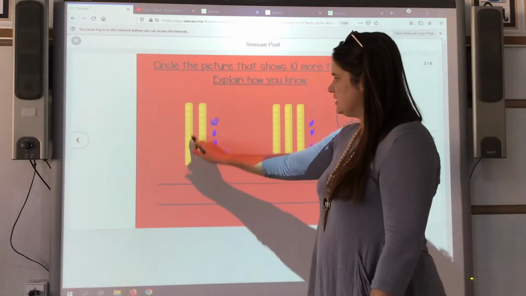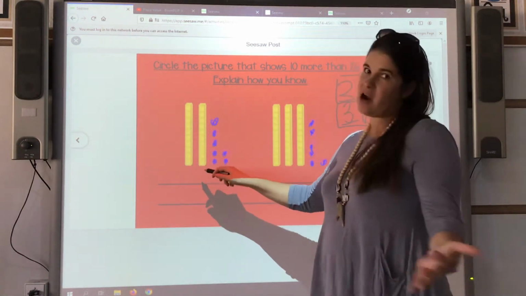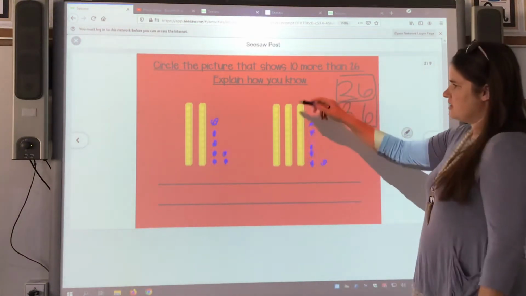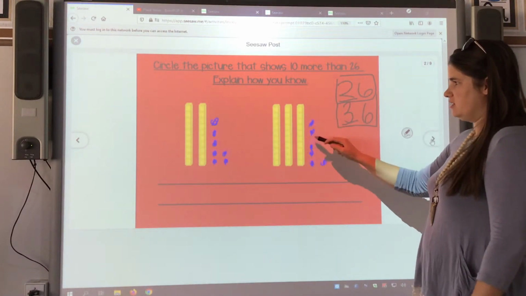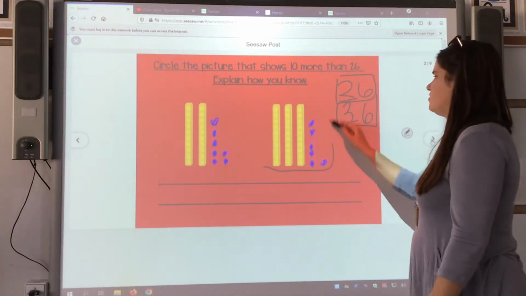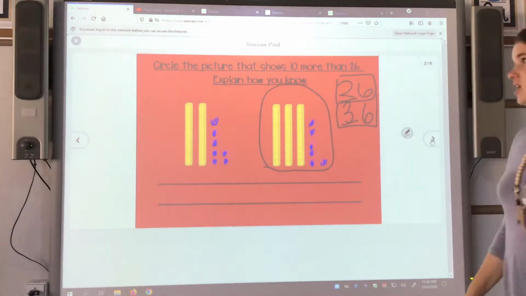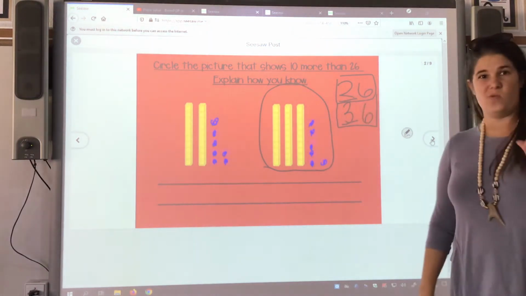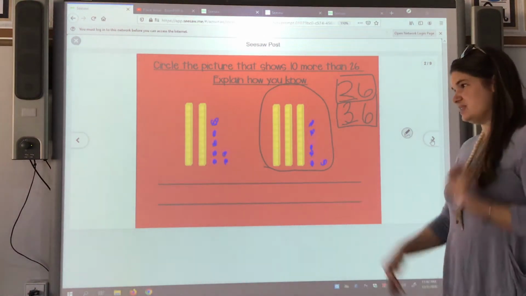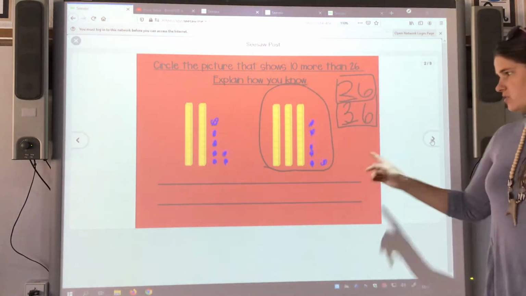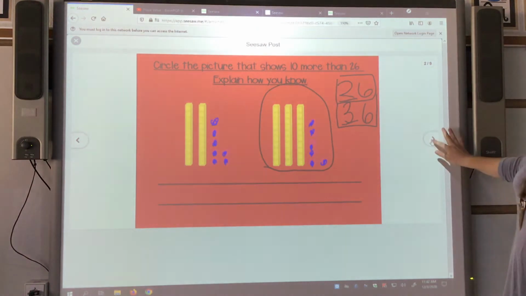I'm going to count 10, 20. Well, I already know that's not enough 10s, so I'm not even going to go on. 10, 20, 30, 31, 32, 33, 34, 35, 36. So I would circle this second picture and explain how I know. I know that 10 more than 26 is 36 because I just add 1 10. That's what I would write as my explain how you know. If you have another idea to explain how you know, great. Go ahead and write it on your sheet of paper at home.